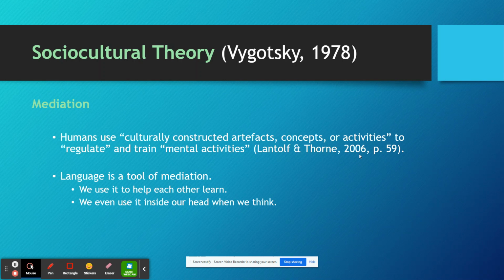The learning is the use of all these things to regulate and train mental activities. The eventual change in cognition or neural networks is the result of the process, and the process is social. It's not an individual process.